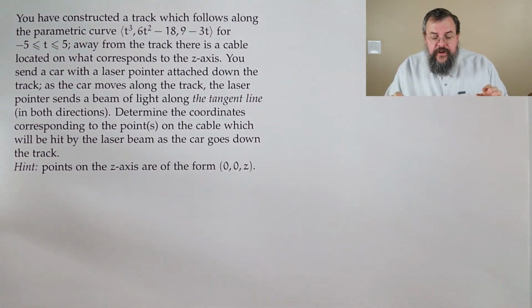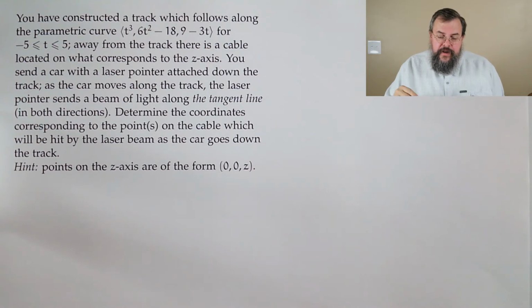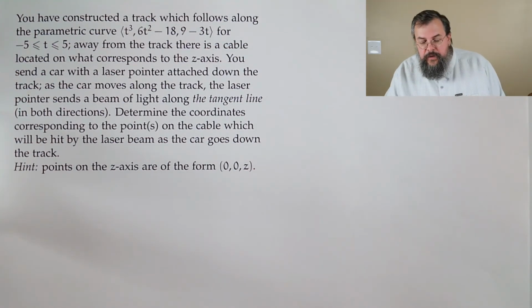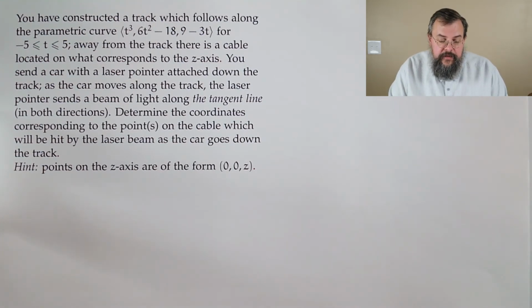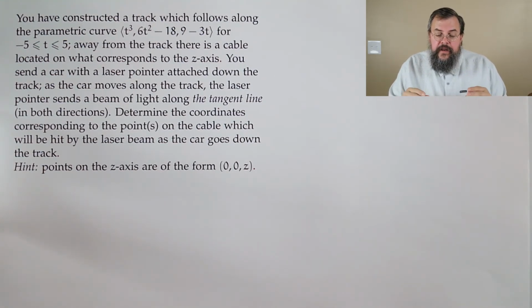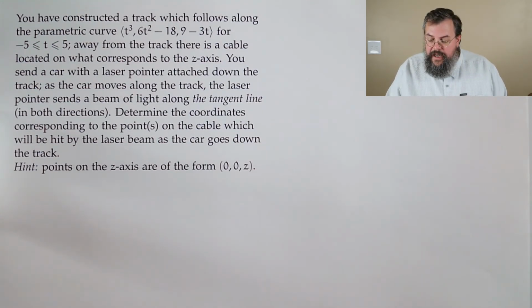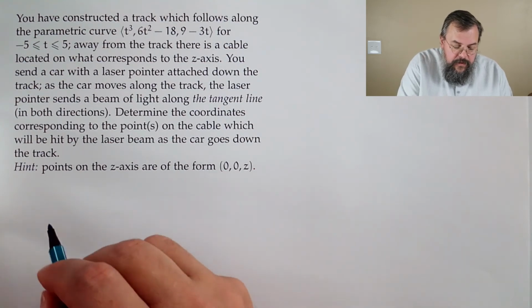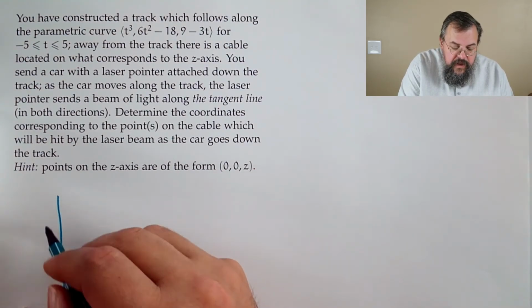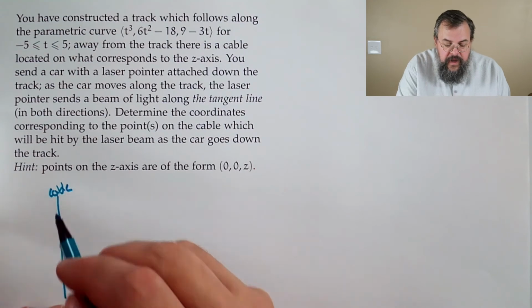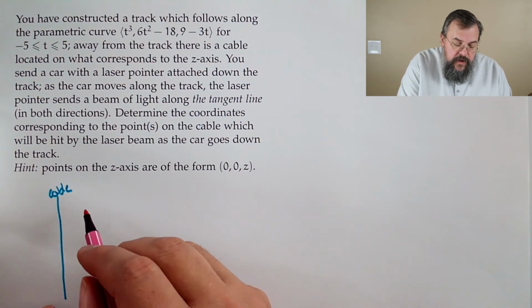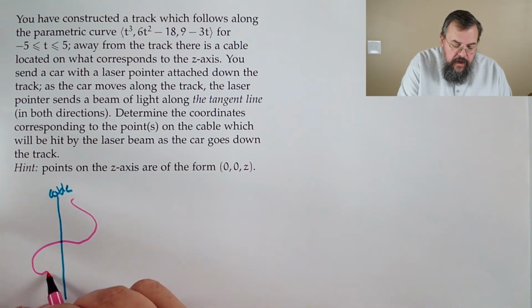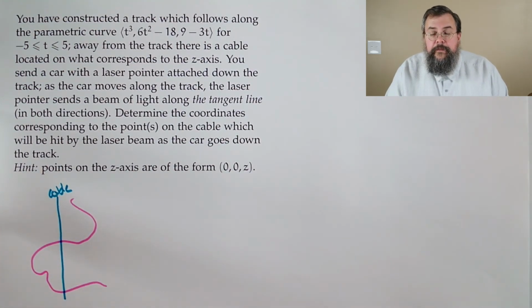You have constructed a track which follows along a parametric curve, t cubed, 6t squared minus 18, 9 minus 3t, where time runs from negative 5 to positive 5. Away from the track, there is a cable located on what corresponds to the z-axis. So maybe we should start drawing things. So we have our cable here. And we have our track running along here. The track is doing something, I don't know what, but it's moving along in space.